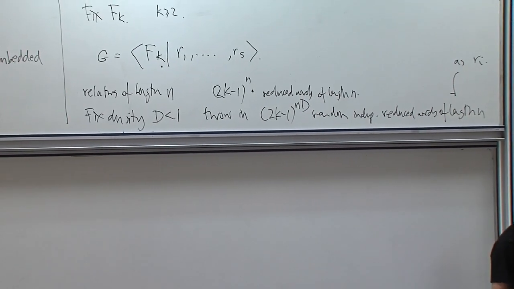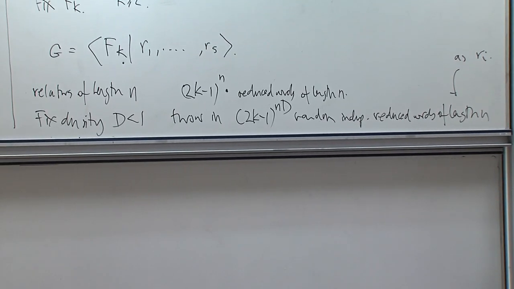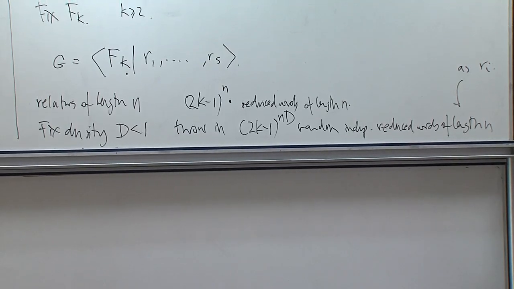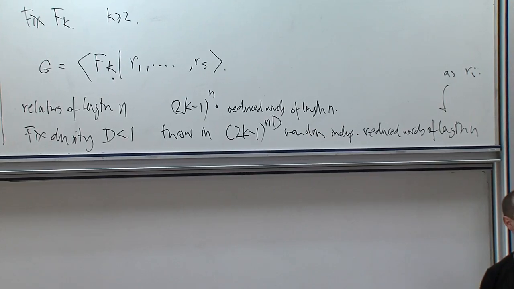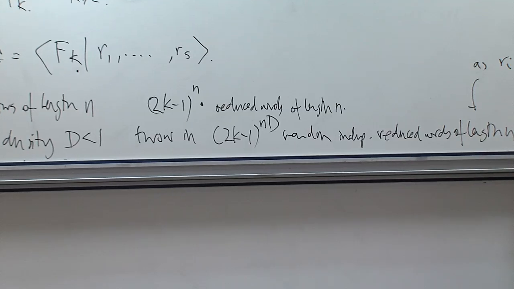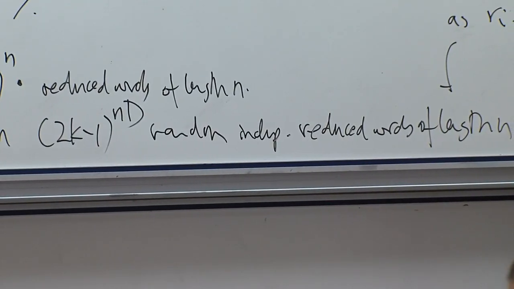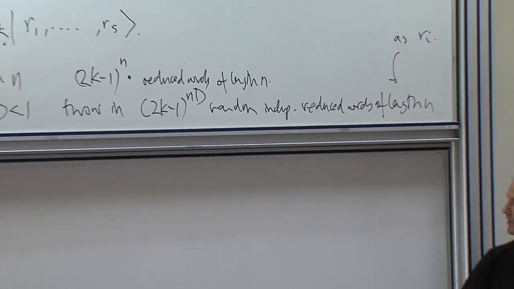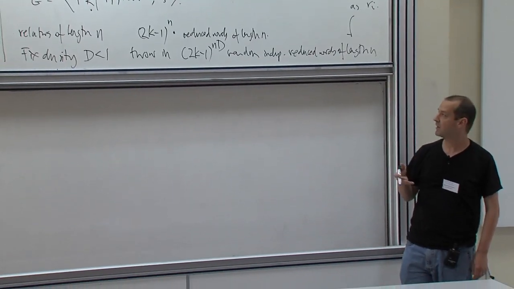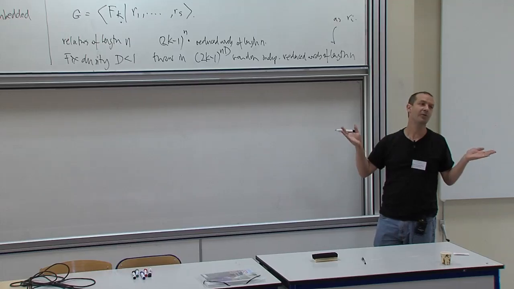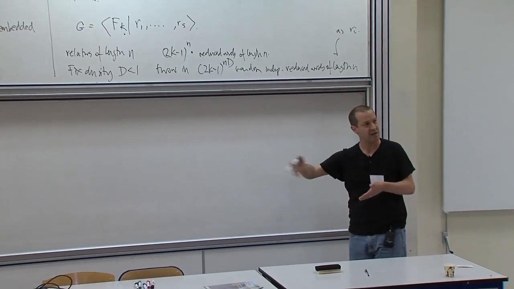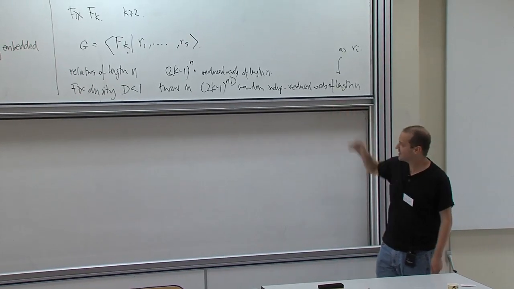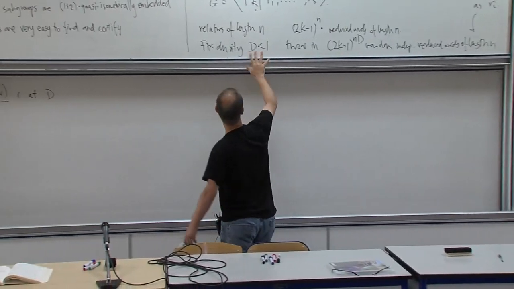So for a fixed density d, you look at a collection of (2k minus 1) to the nd random independently reduced words of length n in the fixed generating set for some particular n, and you get a group, or you get a law on groups. You get some random collection of groups, but a finite collection. Some of them have some properties, other ones have other properties. And you say that a property of a random group at density d holds with overwhelming probability, or with probability going to 1 as n goes to infinity, if this property holds with overwhelming probability as the length n goes to infinity.